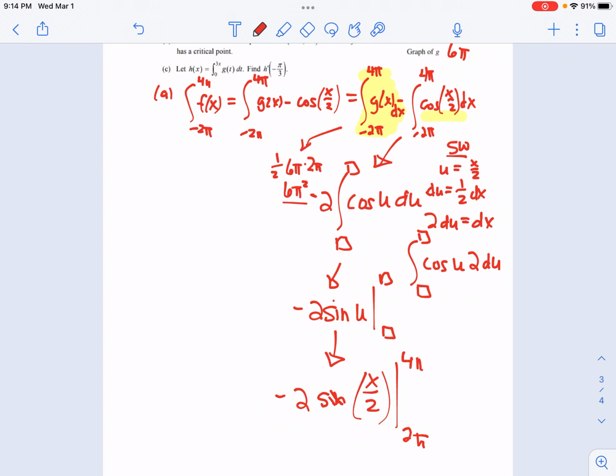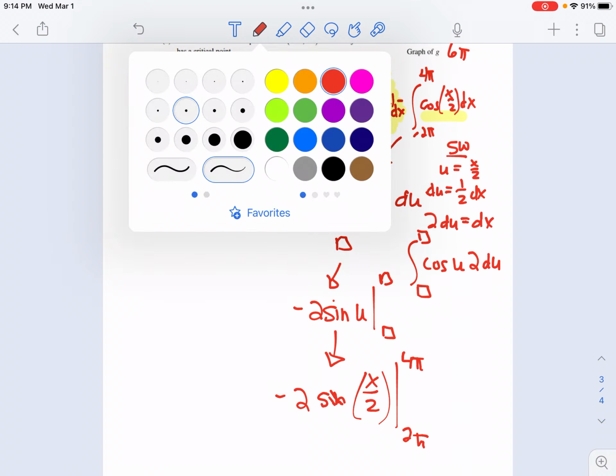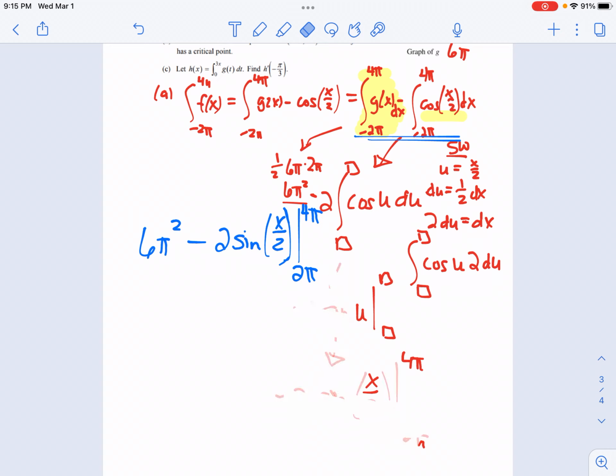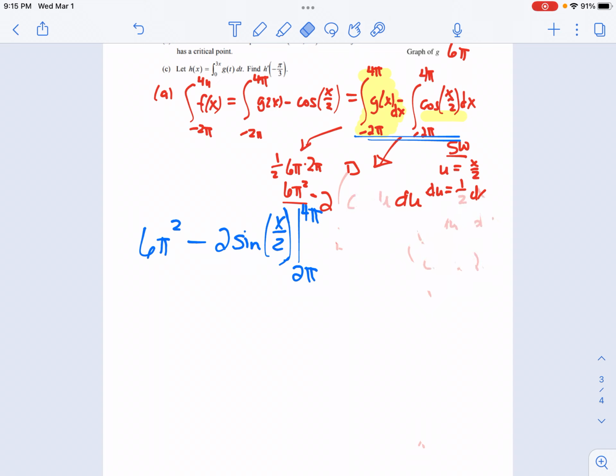Okay, let me clean this up. What we did here after u substitution: this part is 6 pi squared minus 2 sine x over 2. I'm going to evaluate that from 2 pi to 4 pi. Sorry, I'm working on my old iPad back home, which doesn't have space, and it's got a tougher pen here.